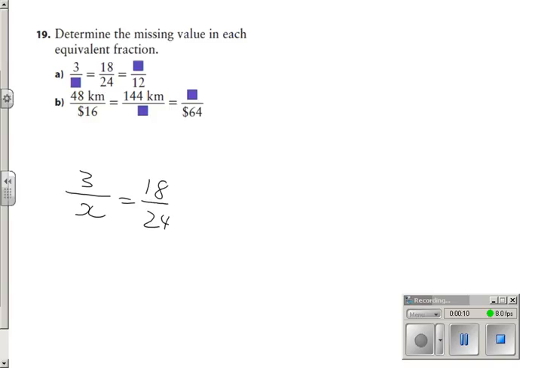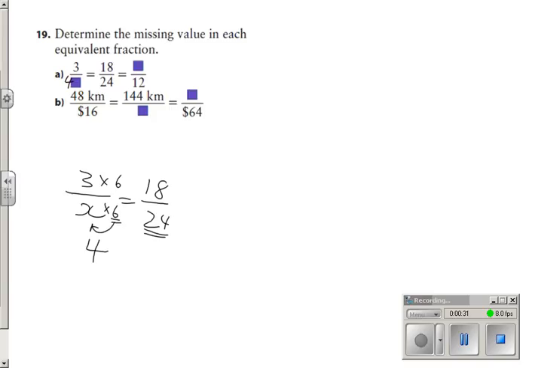Well, I know I multiplied it by 6 to get 18, so I know I multiplied this mystery number by 6. And what number times 6 is 24? Well, if you don't know that, you can just take 24 divided by 6, and that will tell you this number. And 24 divided by 6 is 4. So for the first term, it's 4 here.